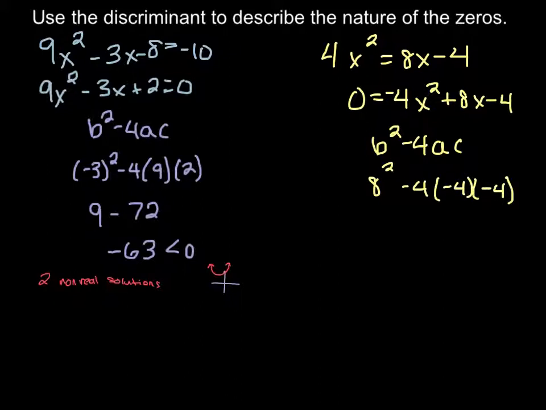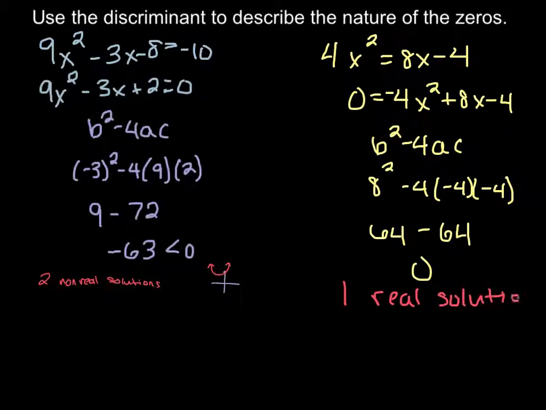Oh, neat. 4 times negative 4 times negative 4 is negative 16. No, negative 64. Oh. So it's going to equal 0. So that means we have one real solution.